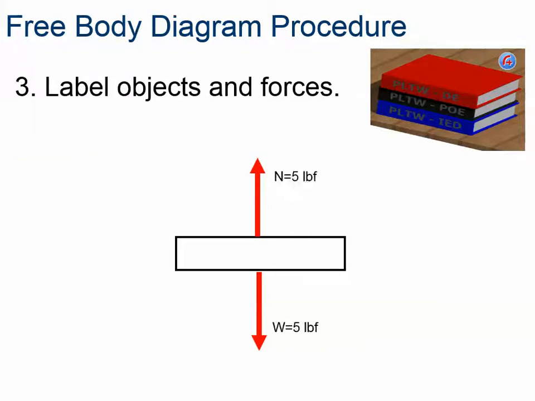objects and forces, right? Here's the deal. So we have a weight of 5 pounds, and we have a normal force of 5 pounds. I like, personally, to label these as F sub W and F sub N, okay? I actually prefer to label them with F's and subscripts as opposed to just these, because these can get a little confusing. So you may notice that they'll do this in some cases.